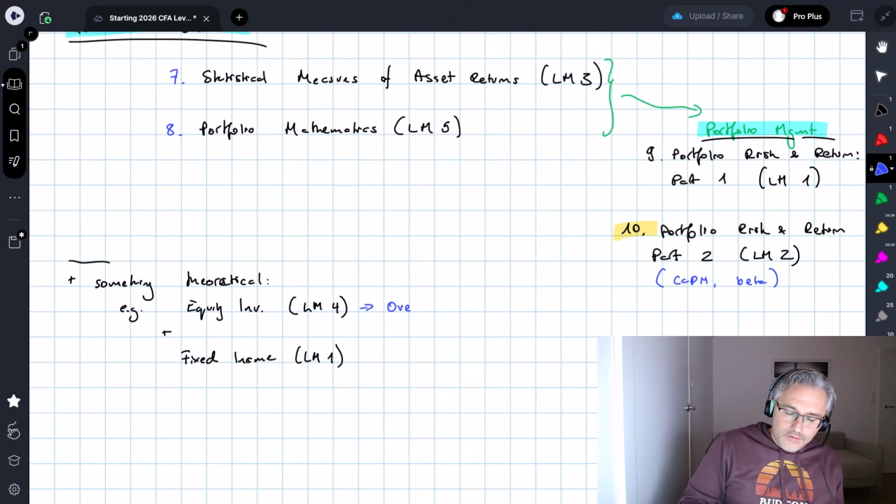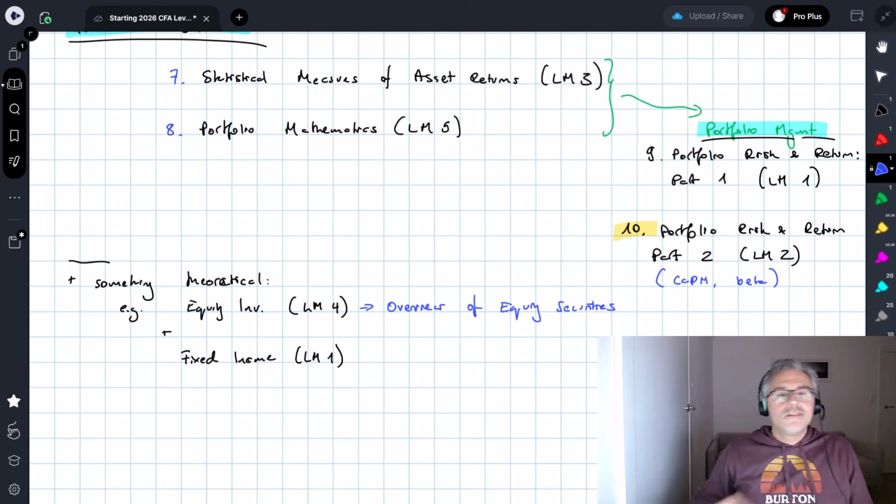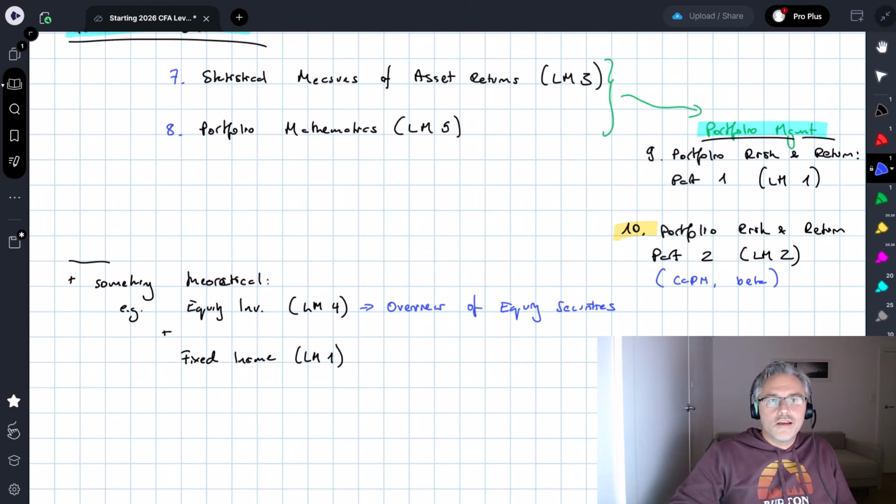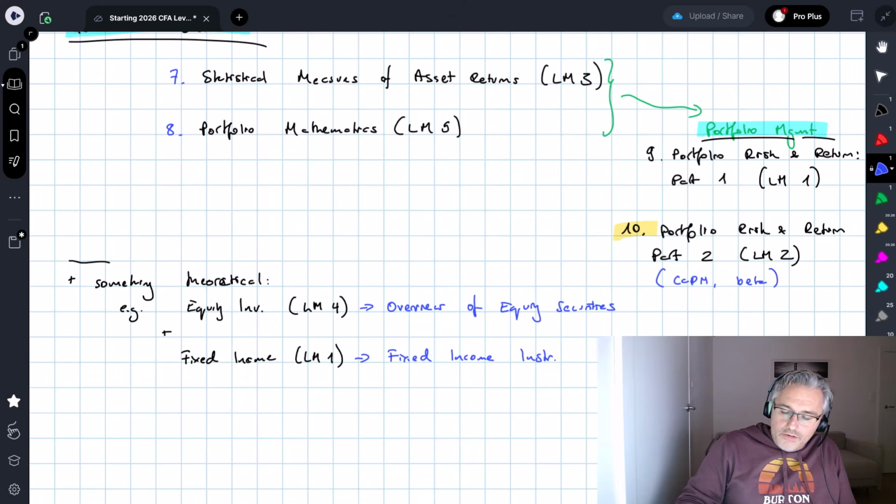This one is called Overview of Equity Securities, where we talk about the characteristics of shares, stocks, the differences between ordinary, preferred, etc. Pure theory, nothing numerical, but very important from the point of view of being able to score those relatively easy theoretical question points. And fixed income, similarly, there is a learning module called Fixed Income Instrument Features, where we do something similar with bonds, basically.